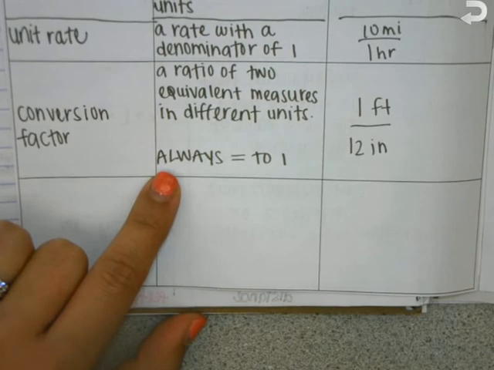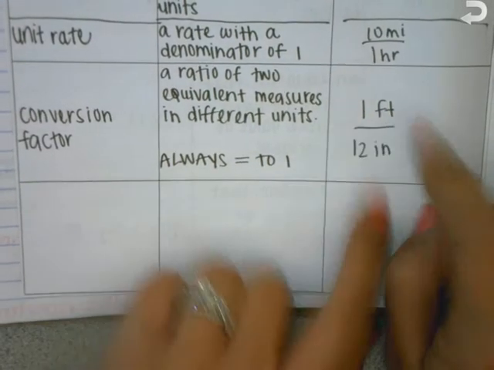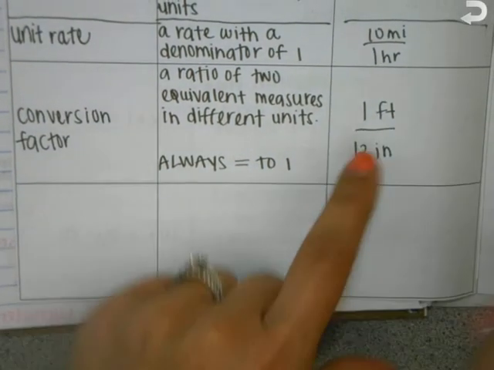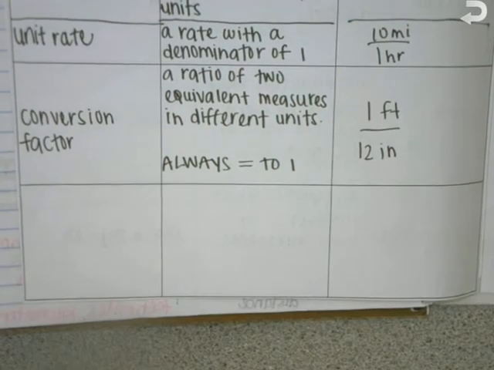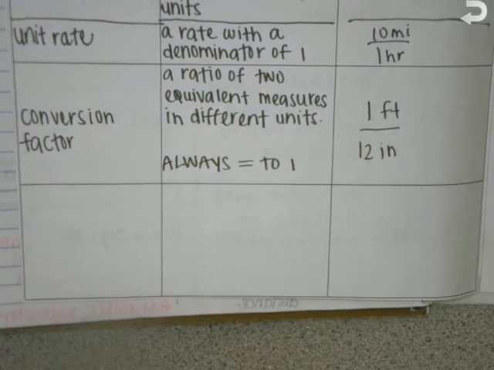So for example, a conversion factor from feet to inches would be 1 foot is 12 inches. So one of the units always needs to be equal to 1 in the conversion factor. So it's like how many feet are in 1 mile? How many liters are in 1 gallon?